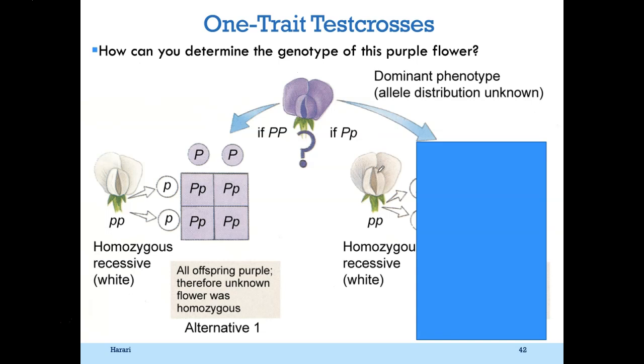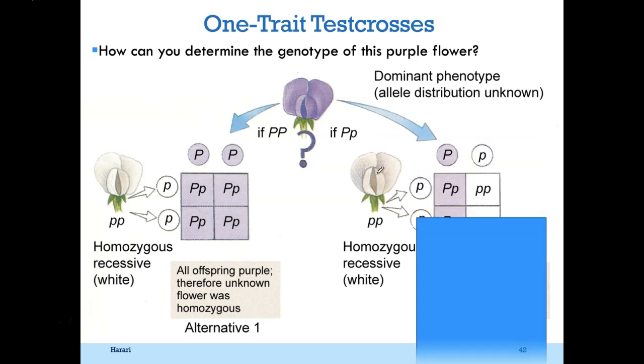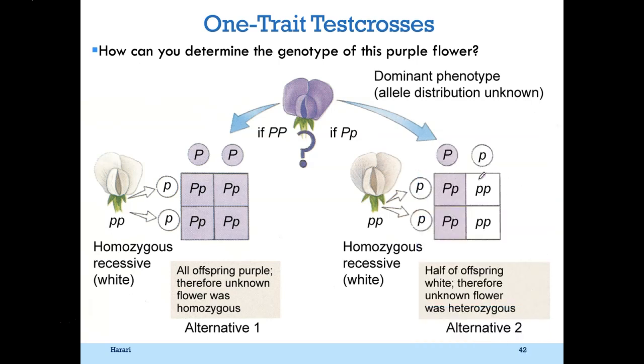If you mated the purple flower to this white flower and saw 50-50, that means that the purple flower must have been heterozygous, because it was able to give that little p allele. So 50% were still white. Make sure that makes sense. Make sure you understand how a test cross works.